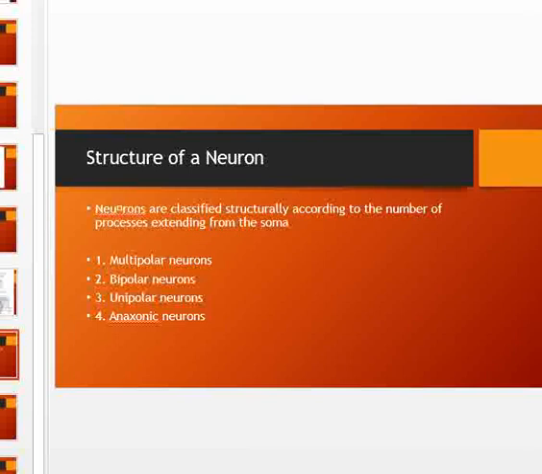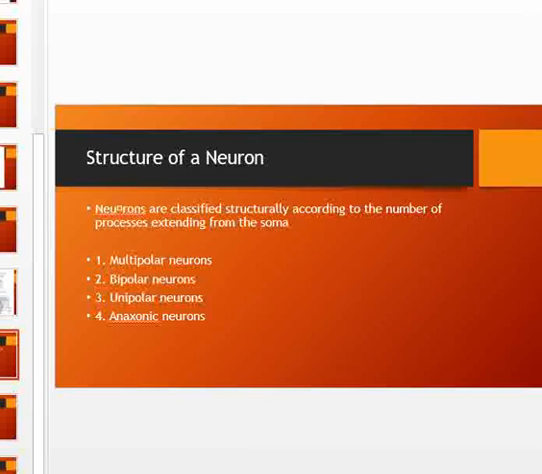Still on the same, what about unipolar? Unipolar neuron. These ones, they have only a single process leading away from the soma, right? Only a single. So they are represented by the neurons that carry sensory signal to the spinal cord. These neurons can also be called pseudo-unipolar. Why do you think they can be called pseudo-unipolar?